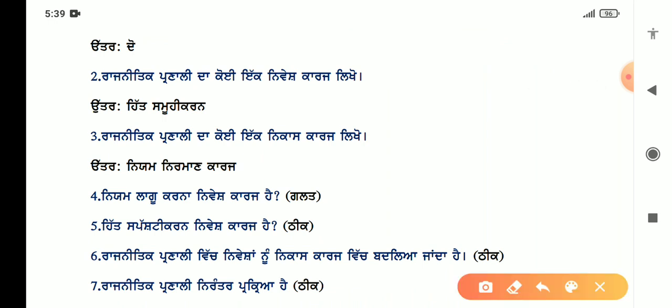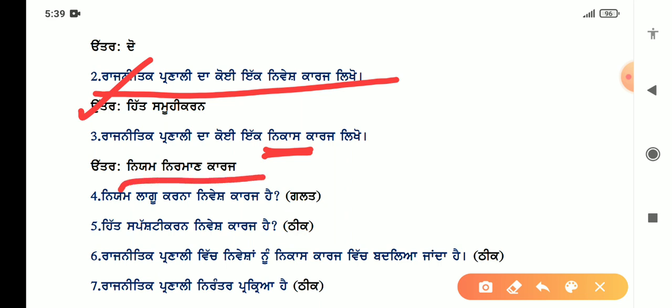Tell any one input function of a political system. It is interest aggregation, interest articulation, political socialization and recruitment, and political communication. Next, tell any one output function of a political system. Rule making, rule application, rule adjudication.